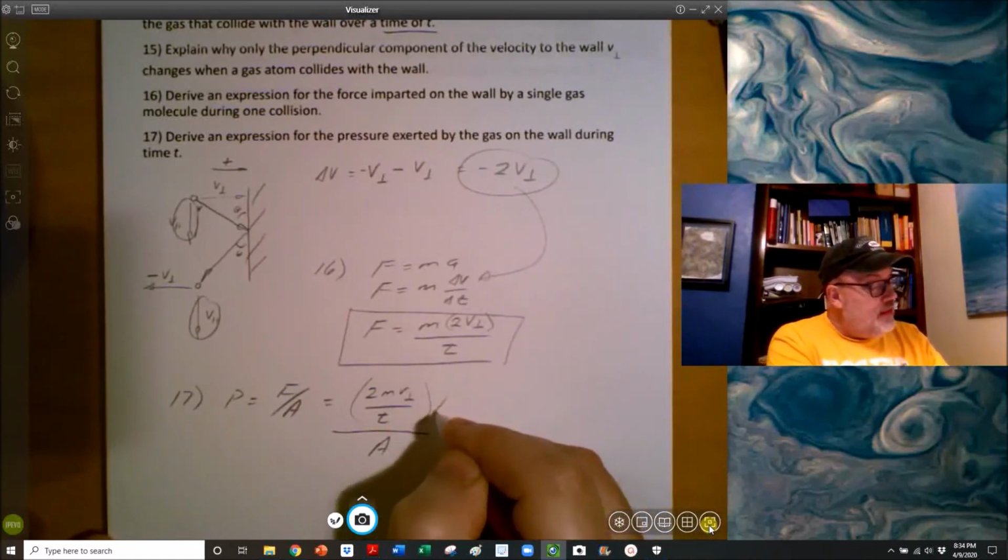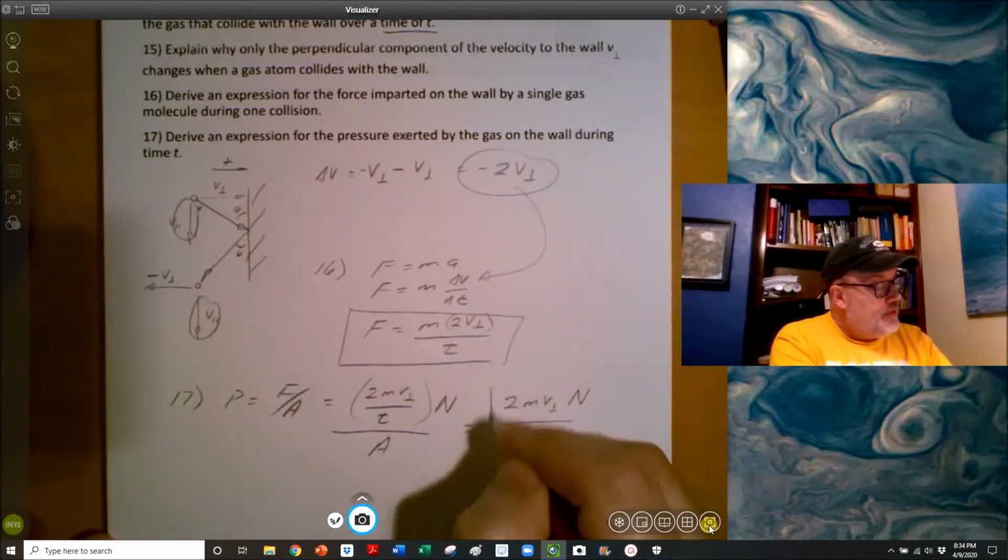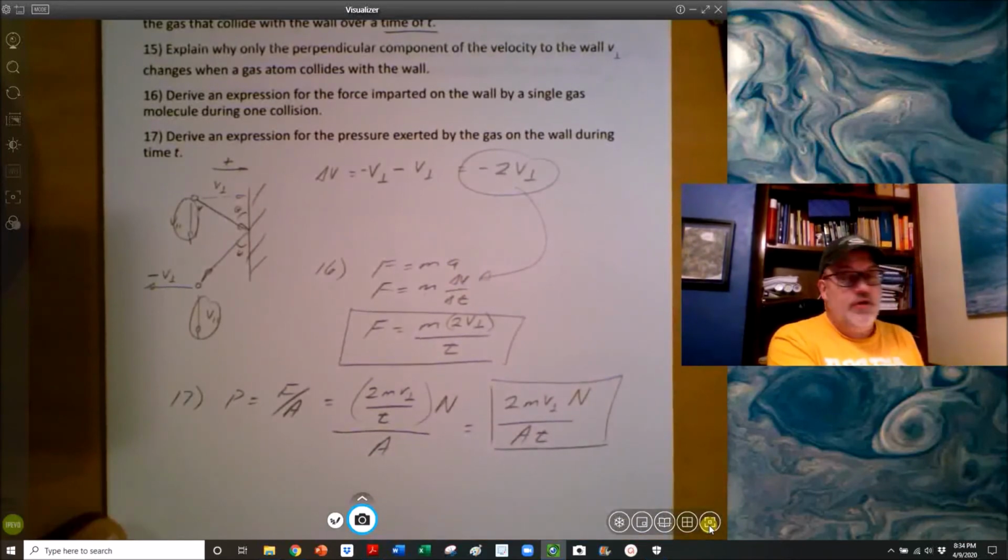So that would be the total number of molecules, and that would be the pressure on the wall for the time period t for all of the molecules colliding with the wall.